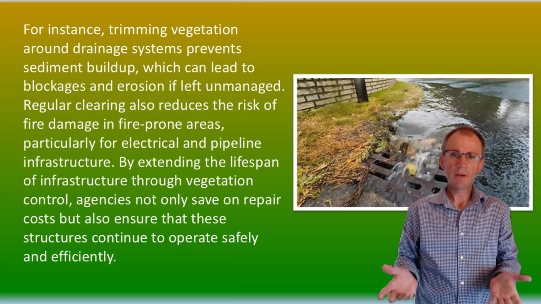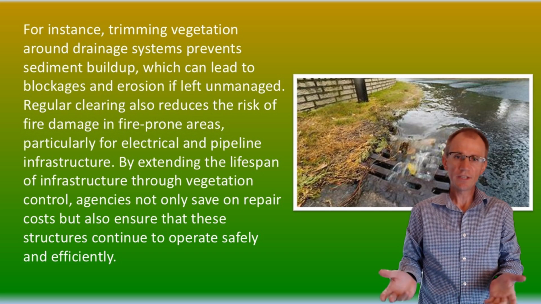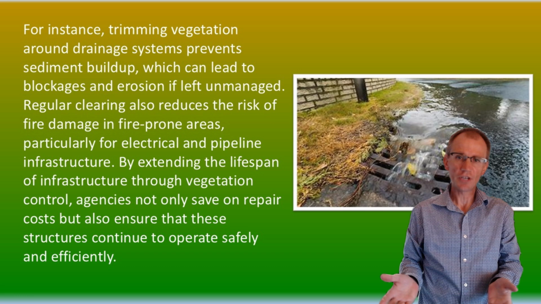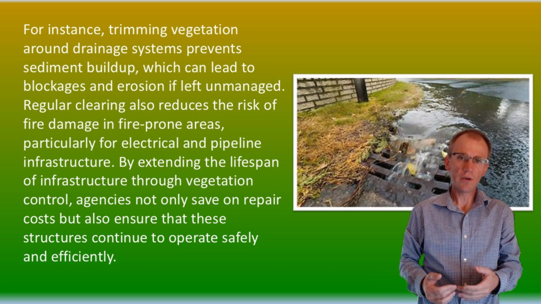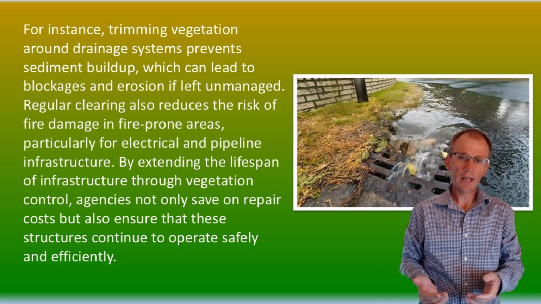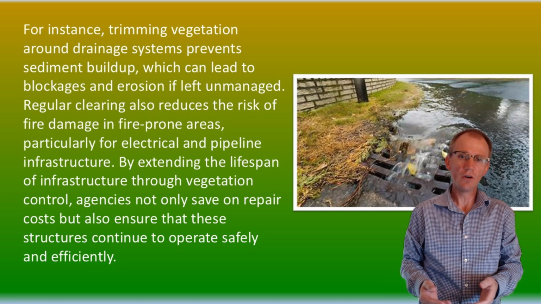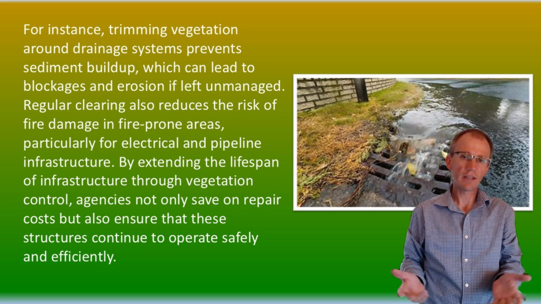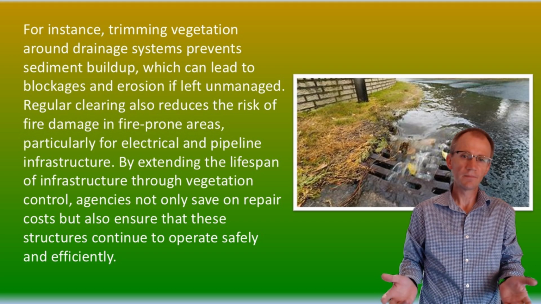For instance, trimming vegetation around drainage systems prevents sediment buildup, which can lead to blockages and erosion if left unmanaged. Regular clearing also reduces the risk of fire damage in fire-prone areas, particularly for electrical and pipeline infrastructure. By extending the lifespan of infrastructure through vegetation control, agencies not only save on repair costs, but also ensure that these structures continue to operate safely and efficiently.